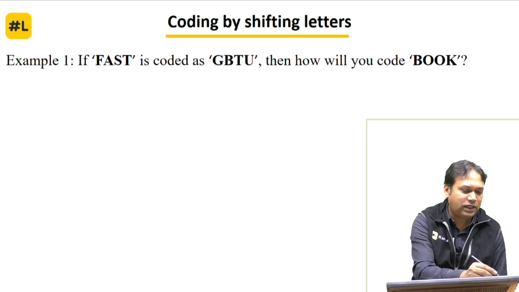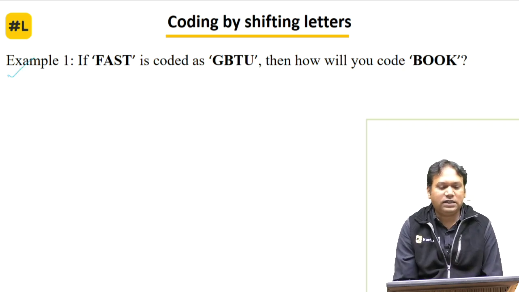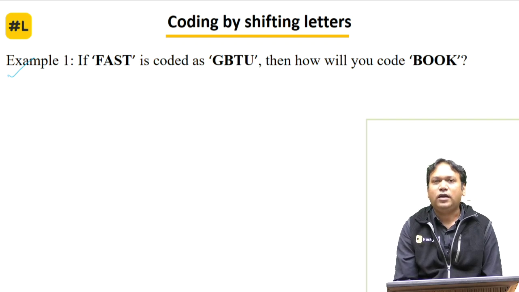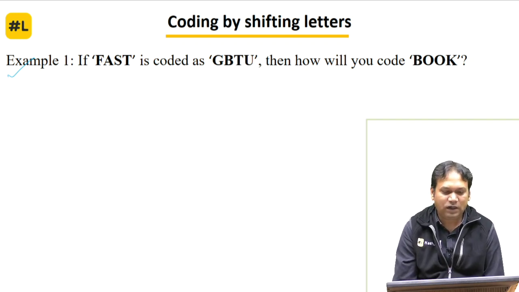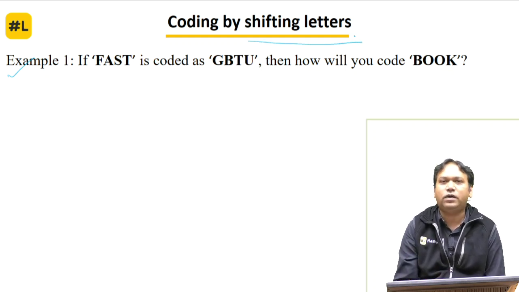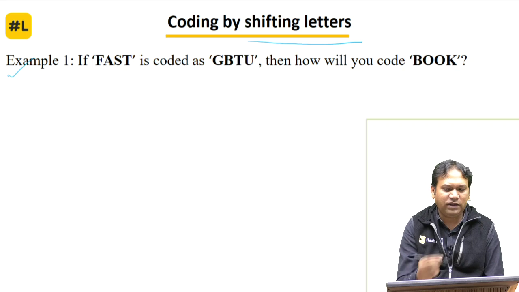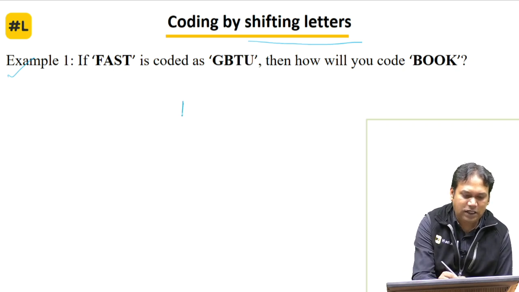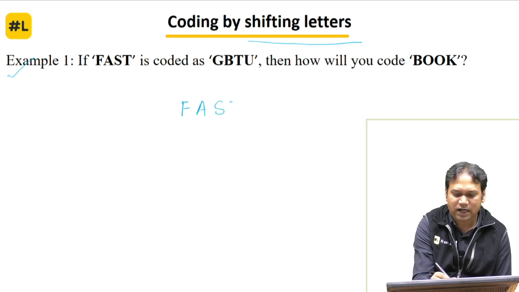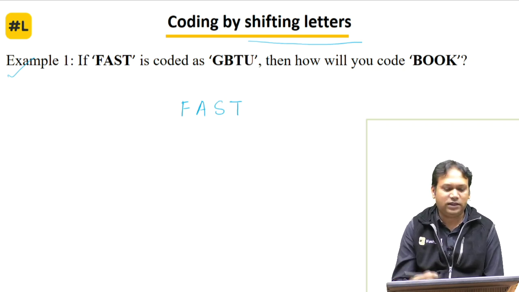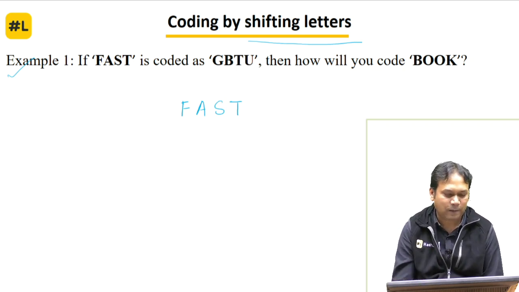So, here let us take this question now. If fast is coded as GBTU, then how will you code book? What will be the answer for this? So, let us see. This is again a very basic example of shifting type coding question and very simple. What we have done here is each letter of the word fast, if you observe, it is a very basic one, but we will understand from the basics. We always start with the basic, then learn the advanced, then practice questions and then become perfect.